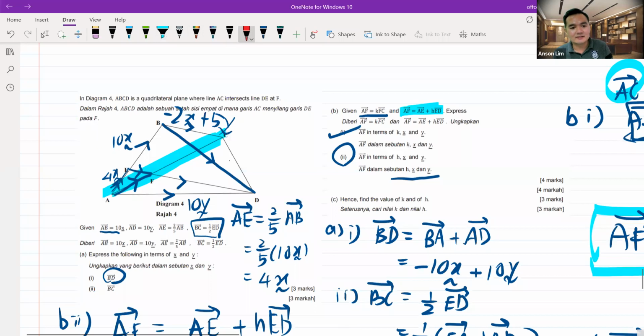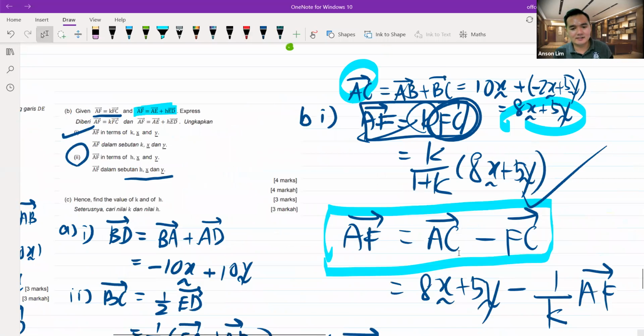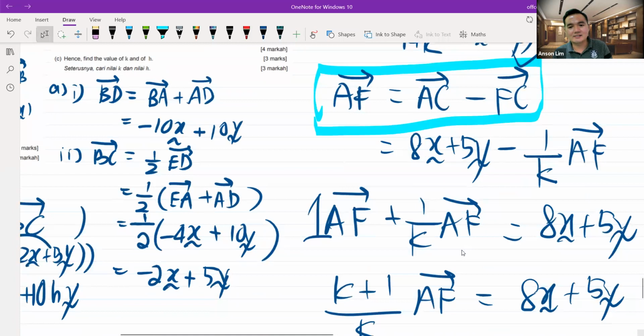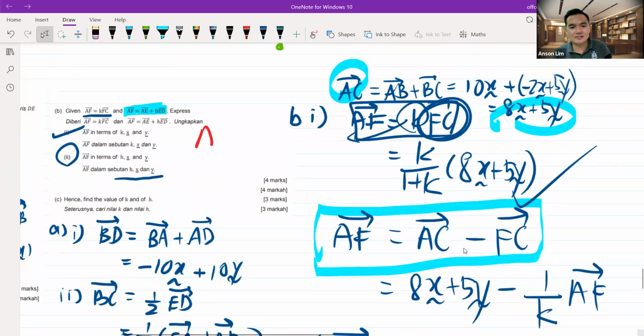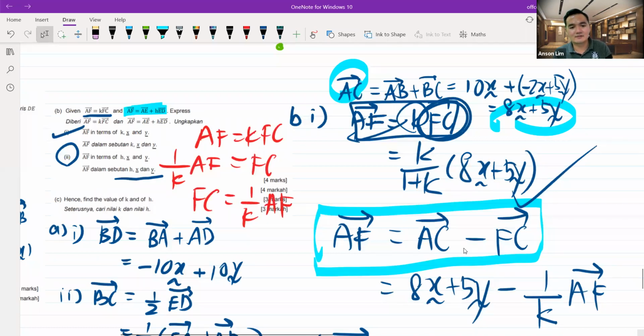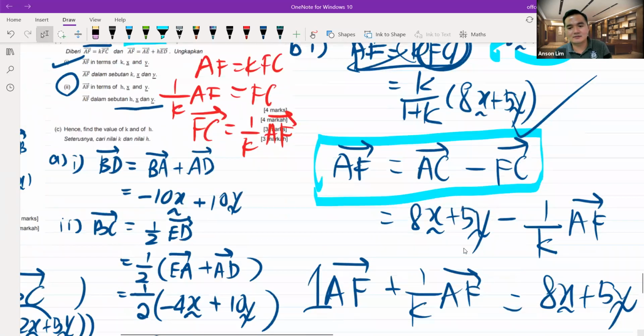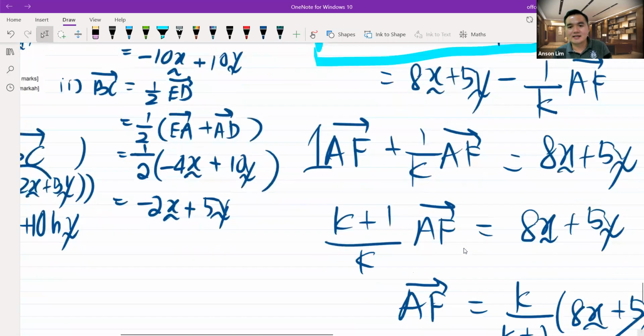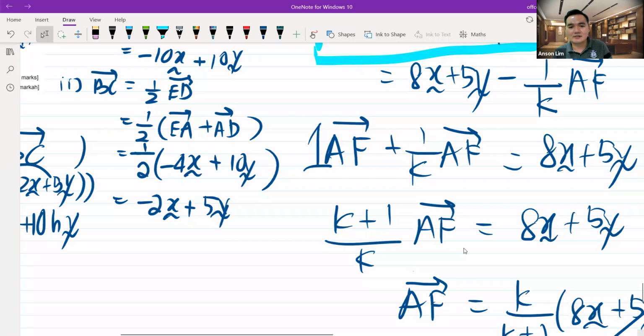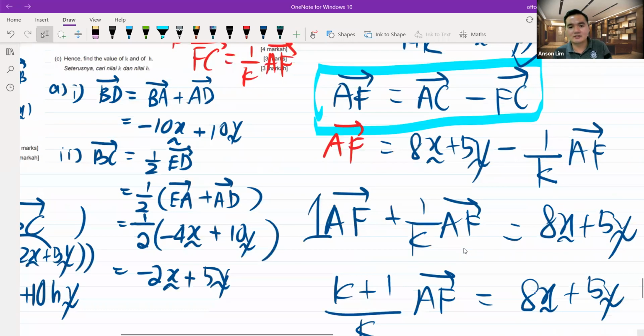I just take the whole thing AC minus FC, then you get AF. Then you can link already, whereby you sub in AC. FC is actually 1 over K AF. You know why? They give us already AF equals KFC. So FC equals 1 over K AF vector. Then you just substitute in 1 over K AF, and because this is also AF, you continue copying left and right.